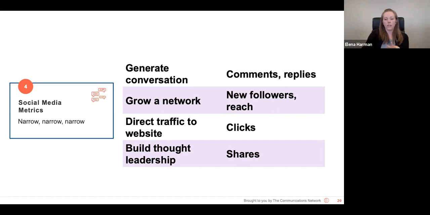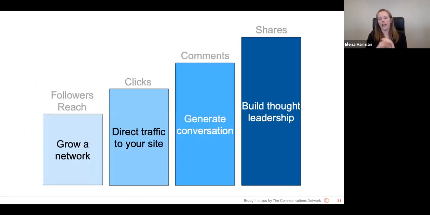I will also just say that these are not all created equal, right? You might be an organization that is stepping up over time. So you might say, hey, right now we are really focused on growing a network, and so you're going to be looking at followers and reach. But the purpose of growing that network is later to build thought leadership. And once we are in a position where our goal is to build thought leadership, then all we care about is shares. Because a share is a high bar of social engagement.